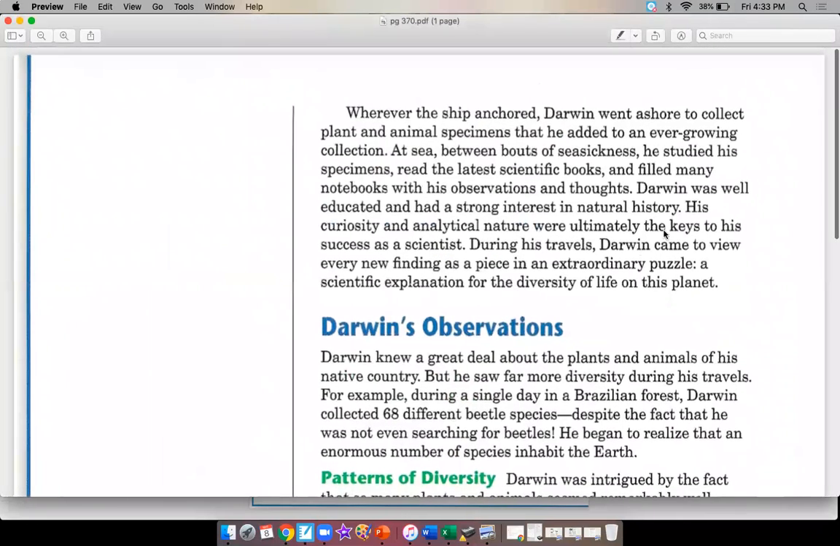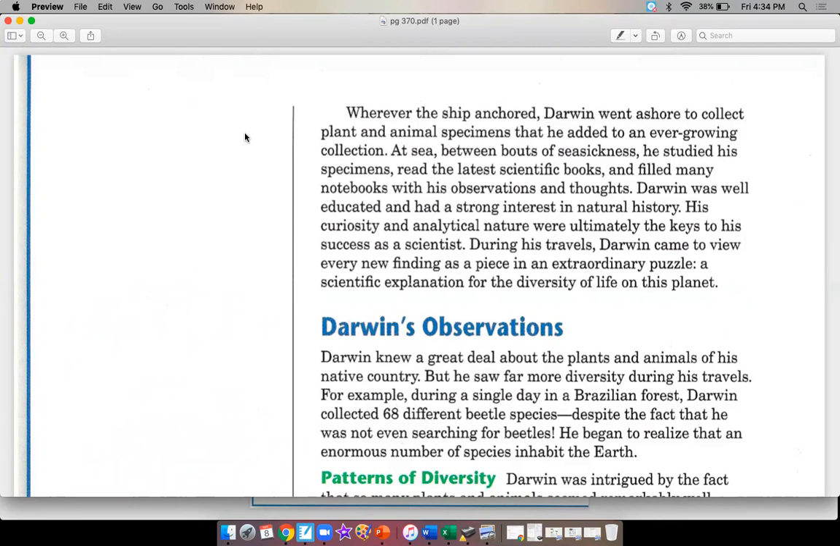Wherever the ship anchored, Darwin went ashore to collect plant and animal species that he added to an ever growing collection. At sea, between bouts of seasickness, he studied his specimens, read the latest scientific books, and filled many notebooks with his observations and thoughts. Darwin was well educated and had a strong interest in natural history.